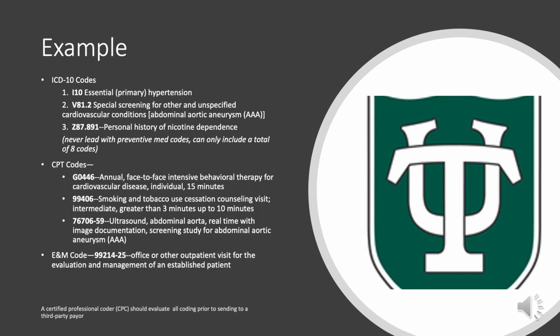And then the last CPT code you see there is 76706 with the modifier 59 as a separate identifiable code there, showing the ultrasound done in the office with interpretation. And then your level of visit would be the 99214 usually with a 25 modifier code.